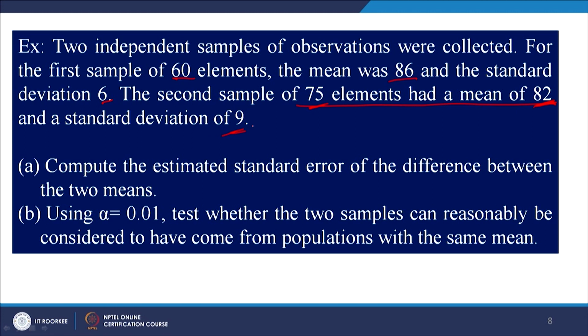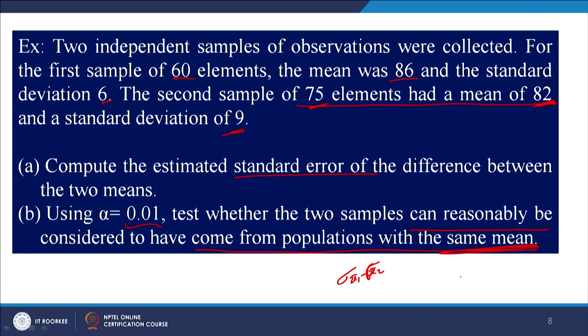So, what do we have to do? First of all, compute the standard error for difference between these two means. This is what we calculated in the previous example as well. This is what we are supposed to calculate. And then using alpha equal to 0.01, test whether two samples can reasonably be considered to have come from population with same mean.